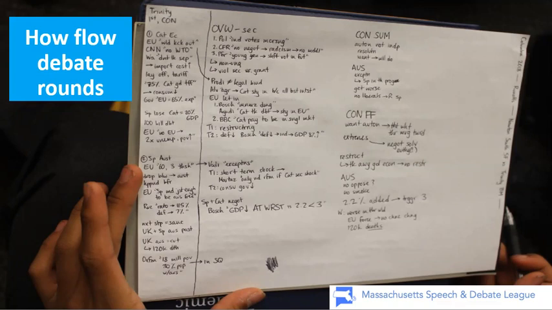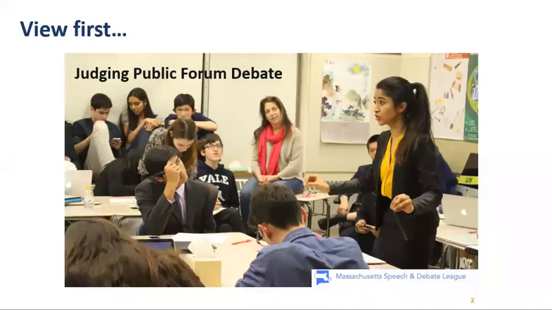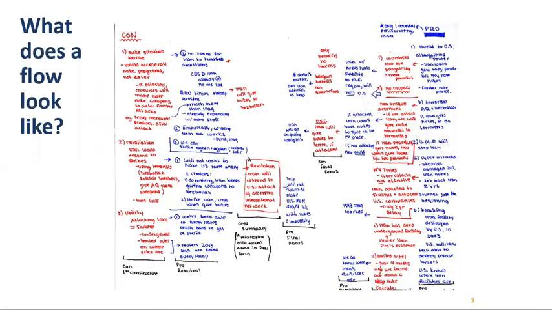Flowing, or taking notes on what each team says, will help you keep track of the arguments in a debate round. If you are not already familiar with debate, you might want to view our presentation on judging public forum debate. People tend to develop their own style of flowing, and flows can look different, but flows tend to have some common elements.